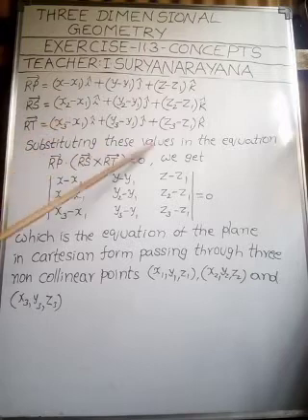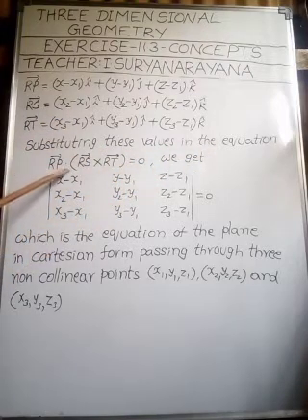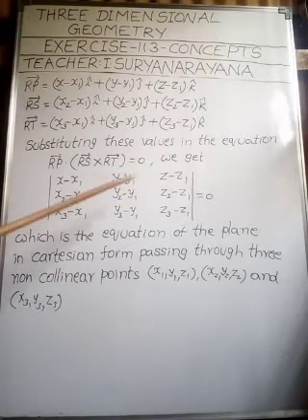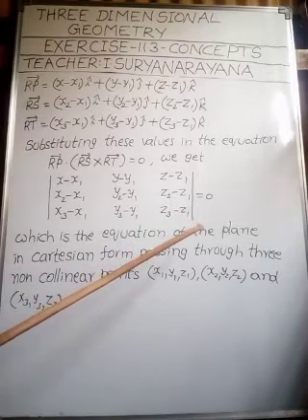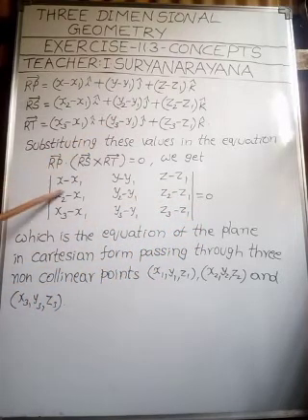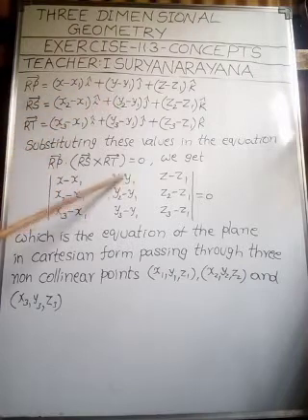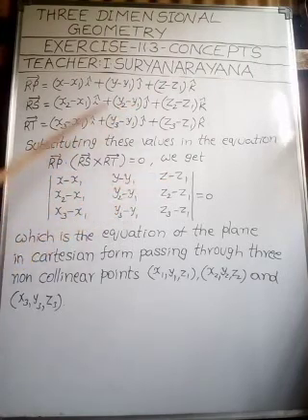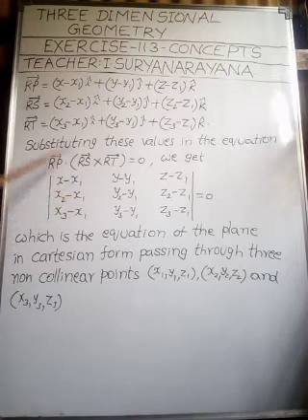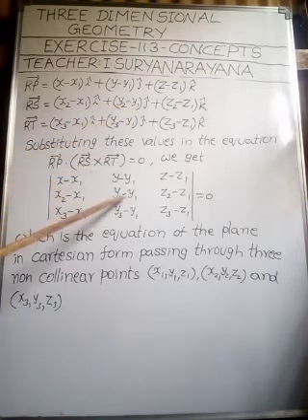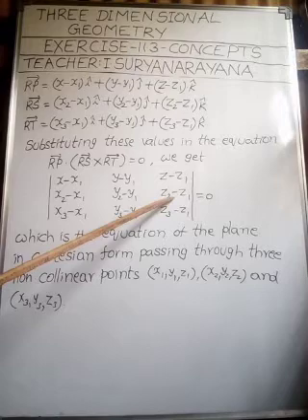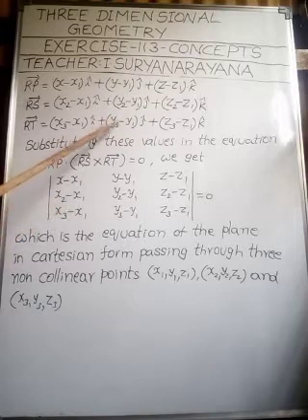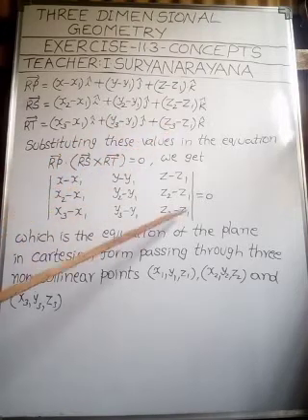Right. Substituting these values in the equation RP bar dot RS bar cross RT bar is equal to 0, we get a determinant of the matrix of order 3. Okay, my children. In the first row, we write x minus x1, y minus y1, z minus z1. And these three numbers we write in the second row: x2 minus x1, y2 minus y1, and z2 minus z1. Understood this is the second row, my children. Similarly, in the third row, we write x3 minus x1, y3 minus y1, z3 minus z1, and that is equal to 0.